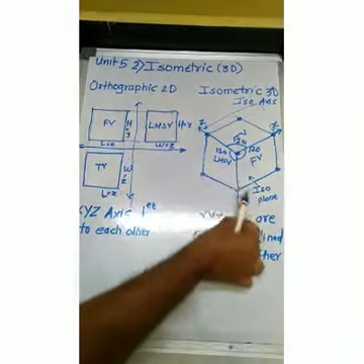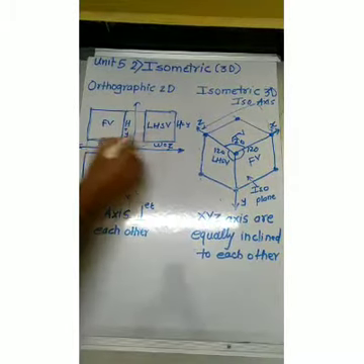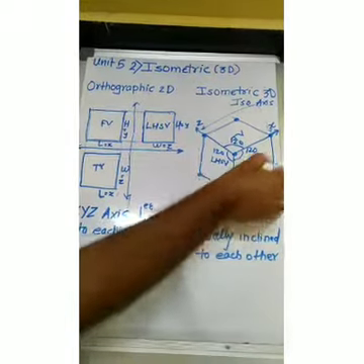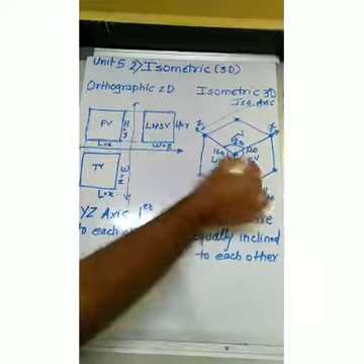So you have to plot the front view. That means the length you will have to plot over here, and the height you will have to plot over here, and with the other two parallel lines you will get the front view.